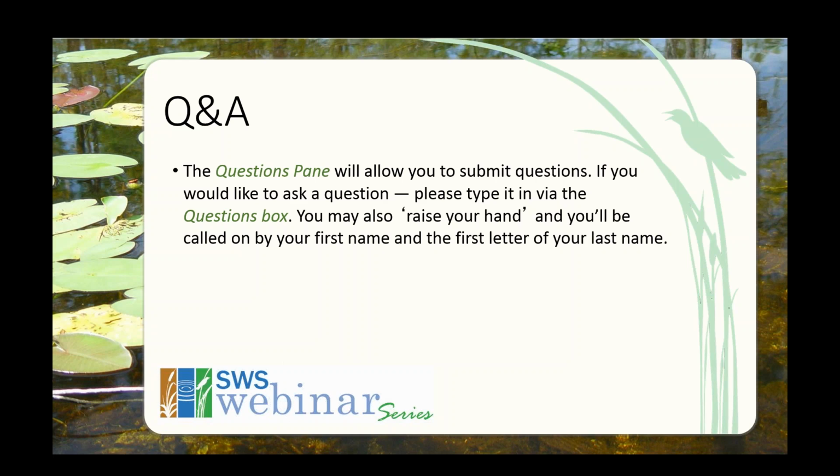Okay, well, I don't have any other questions coming in right now, but feel free to keep asking them. I'll ask a question here that I had. So how do keystone species help wetlands become more resilient to something like climate change?